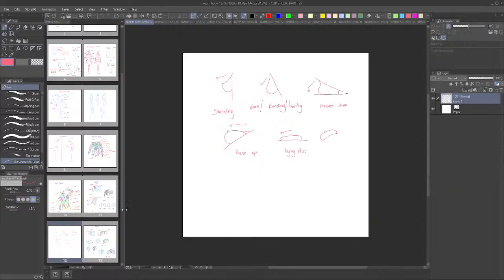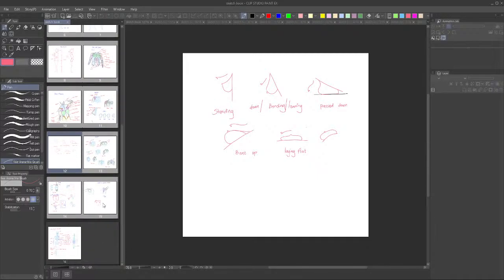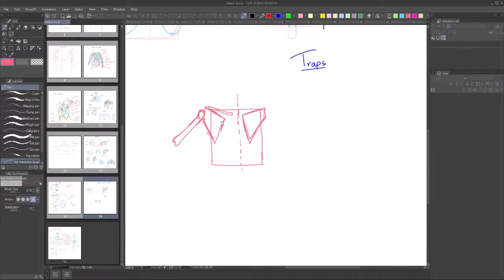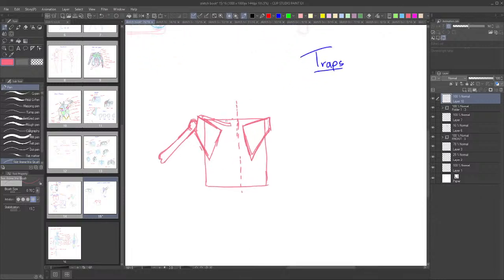But don't attempt simplifying when you haven't yet learned how to draw them fast.